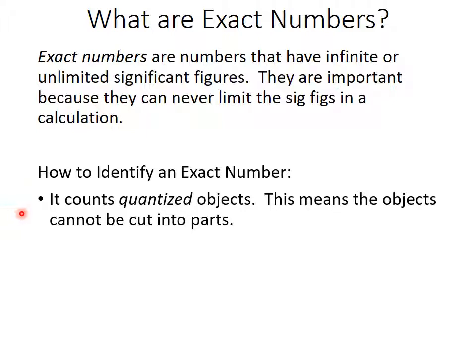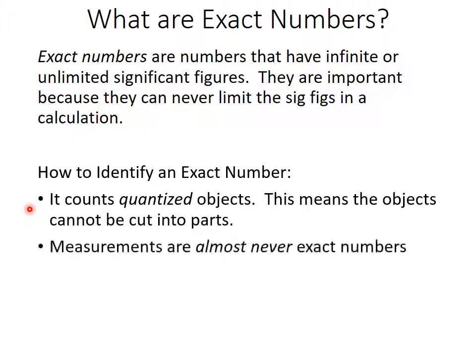Well, it counts quantized objects. It's the counting that's important. This means the objects cannot be cut into parts. And this means that measurements are almost never exact numbers. Measurements don't really count, usually.